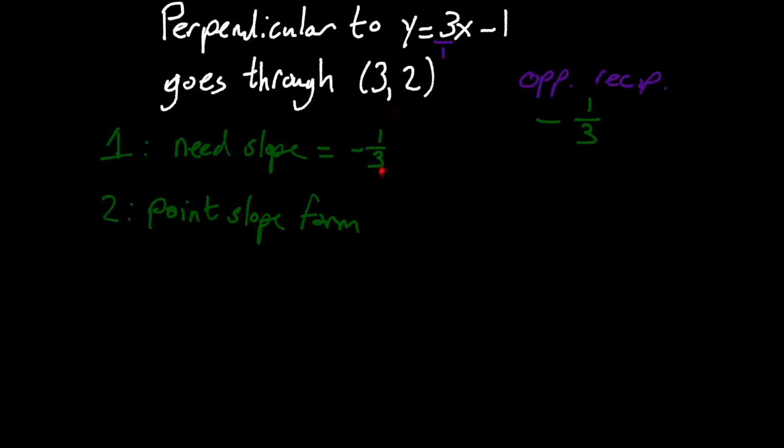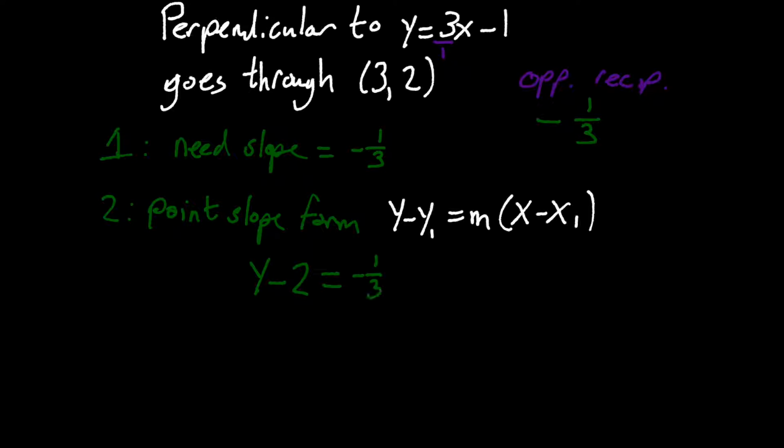Now that we have the slope, we also have a point. So point-slope form is going to be our best friend here. Remember, point-slope form is y minus y1 equals m times x minus x1, where m is our slope and y1 and x1 are the pieces of our coordinate we want the line to pass through. So if I put this together, I get y minus 2 equals negative 1/3 times x minus 3.